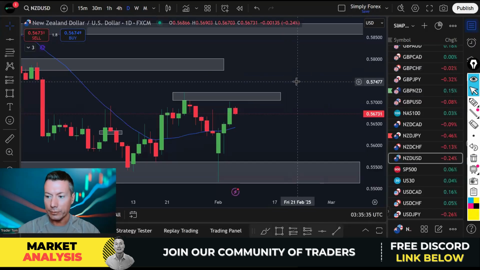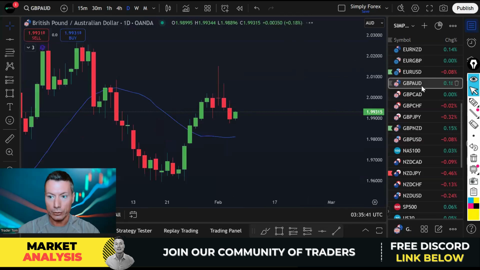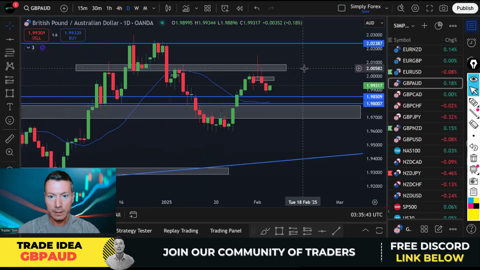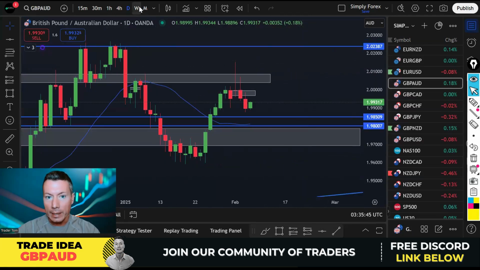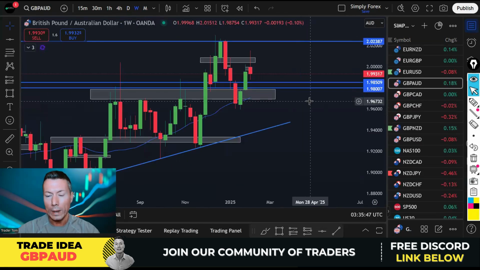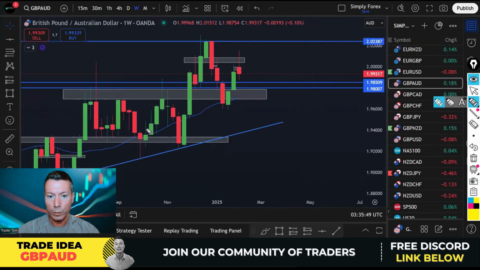Back to the charts. Now, to carry on this Aussie dollar strength that I'm seeing, I also like pound Aussie dollar. Now, this is going against the weekly view. The weekly view is bullish, but things are pretty overextended, and perhaps we're seeing a retrace before we come higher.